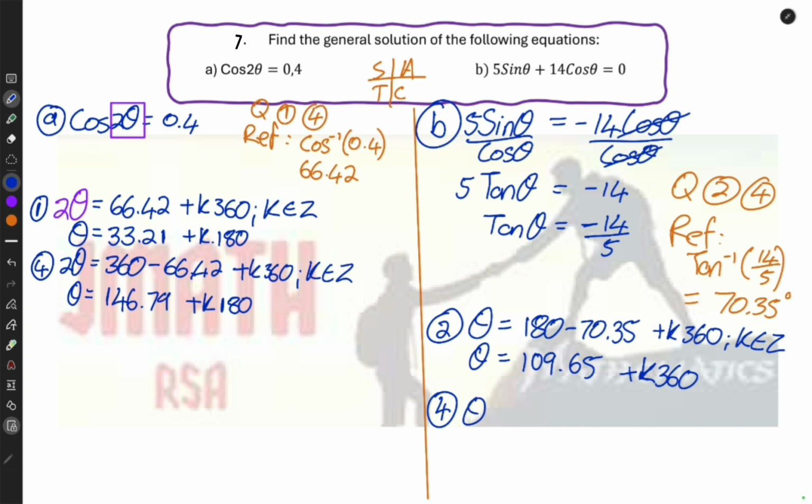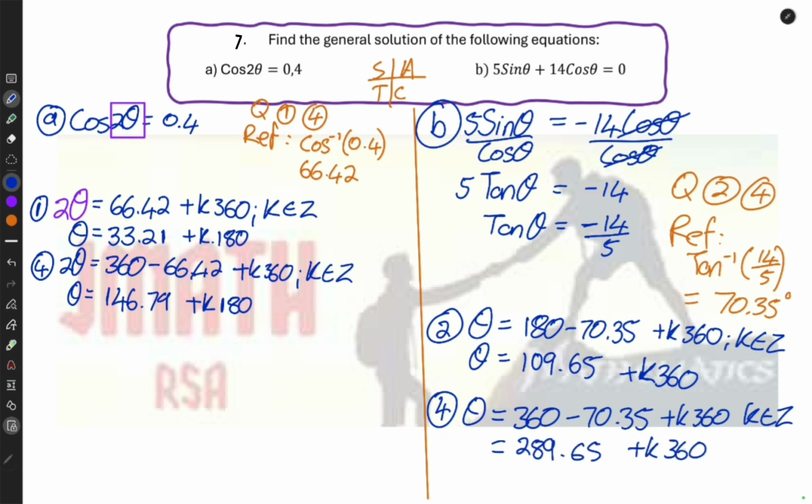So the answer for quadrant 4 would be theta equals 360 minus reference angle plus K 360 and K element of Z. So now if I type it in the calculator, that is just 289.65 plus K 360. Okay, that was the general solution, but let's look at one more where you need to go one step extra. So we call that the specific solution.